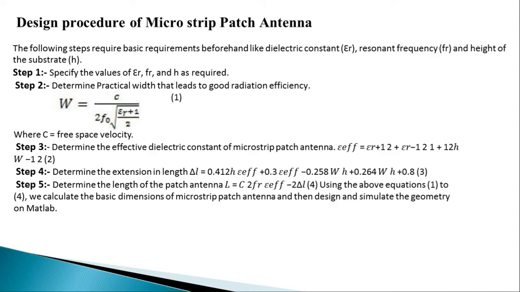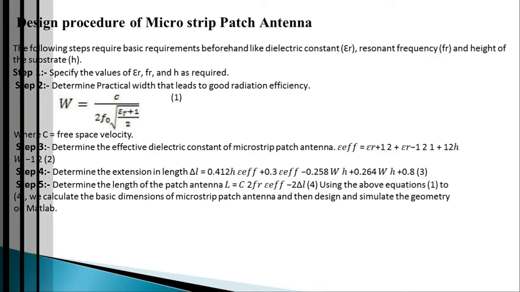Step 5, calculation of actual length of patch. Formula is effective length minus 2 into length extension. Then we get L equal to 29 mm, where F naught is resonance frequency, W is width of patch antenna, L is length of patch, H is thickness, epsilon r is the relative permittivity of dielectric substrate, and C is the speed of light, which is 3 into 10 raised to 8. This is all the designing procedure of microstrip patch antenna.